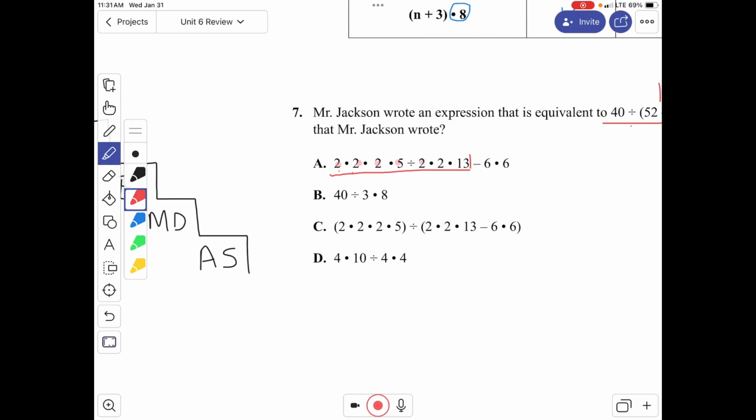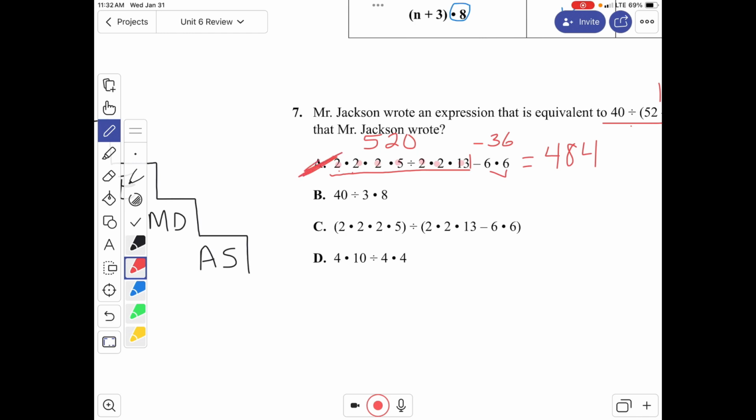40 divided by 2 is 20. 20 times 2 is 40. And then 40 times 13 would be 520. Minus, then I have to do the other side, 6 times 6, which is 36. Well, I can already tell that 520 minus 36 is not going to be anywhere near 2. It's more like 484, so that one's definitely not it.